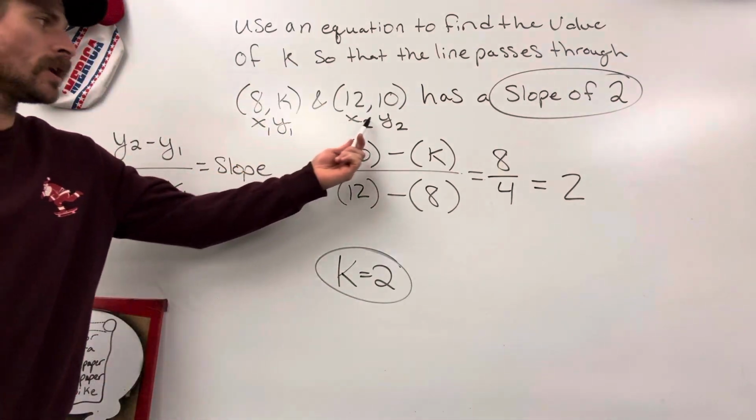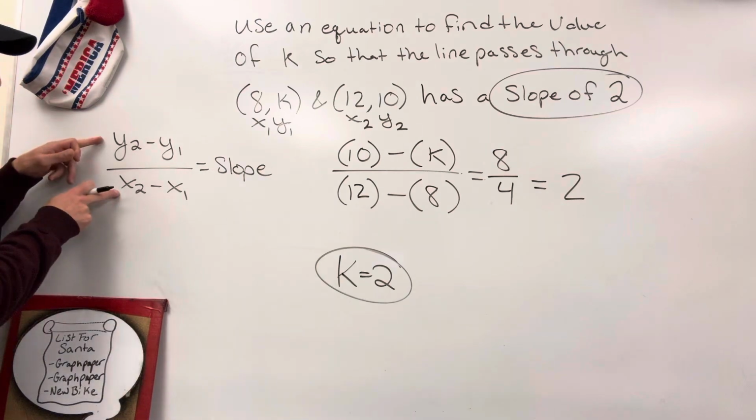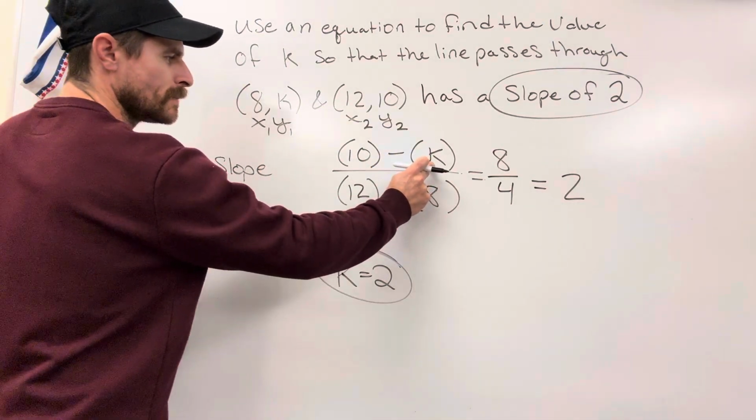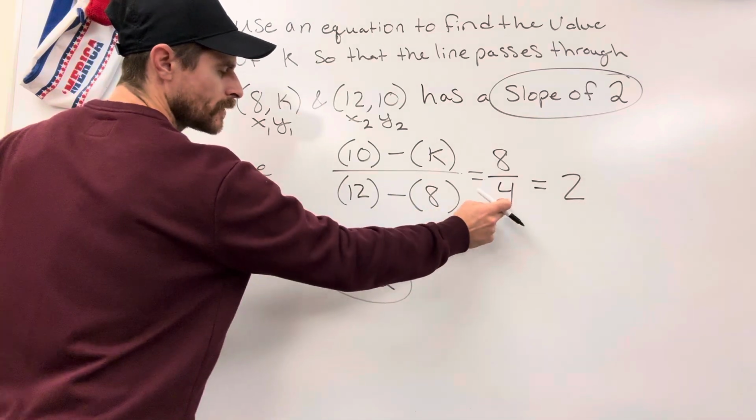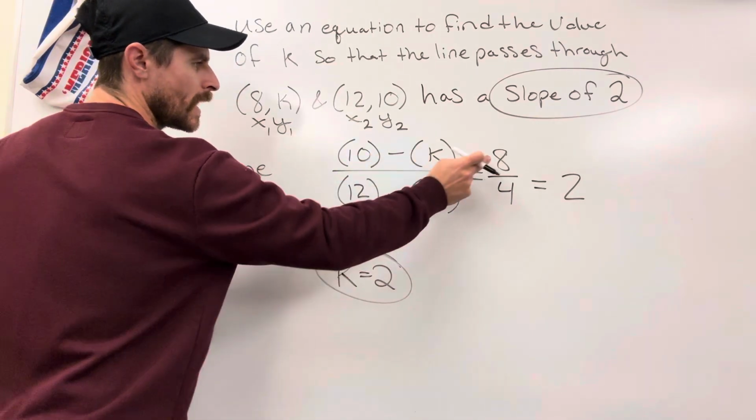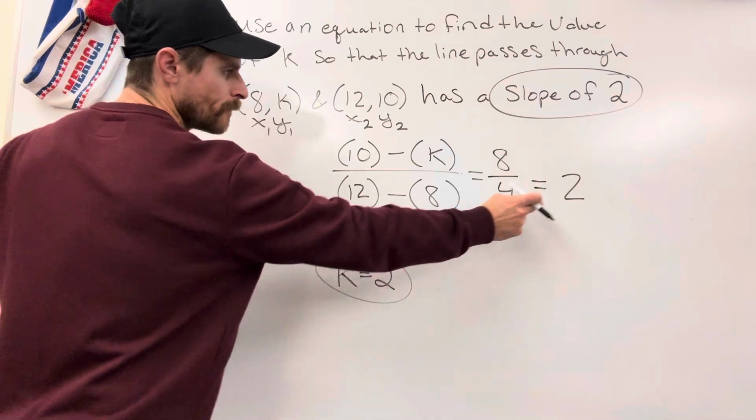Simply just take what you know, plug it into the formula that we use to find slope. Now you only have one part that's missing. Because you're able to find out the bottom of the fraction, we're able to figure out what number would have to go here to divide by 4 and make 2.